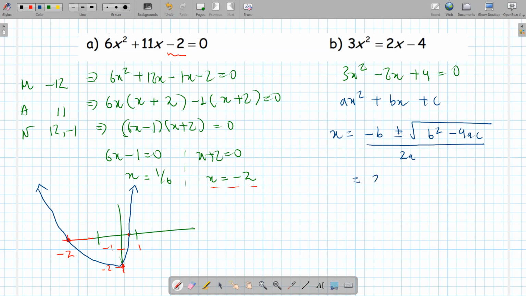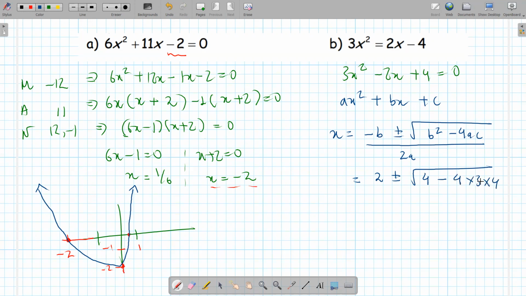Minus b becomes a +2 because you have -2, right? Yeah, +2. And then you'll have two different answers, right? Yeah, you want two x-intercepts, yes. Exactly. Then b squared is just -2 squared, which is 4, right? Minus 4 times 3 times 4.